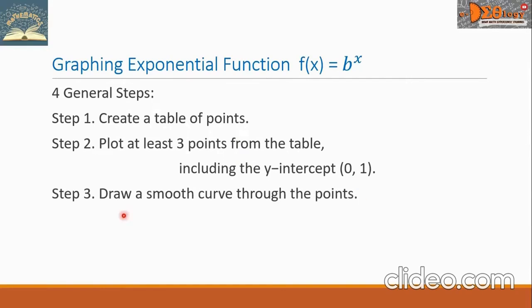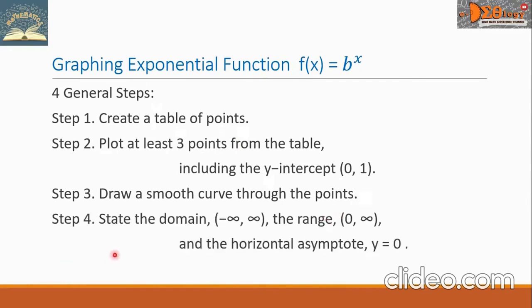Step 3. Draw a smooth curve through the points. Step 4. State the domain, that is from negative infinity to positive infinity. The range, and the range is from 0 to infinity. And the horizontal asymptote. The equation of the line is y equals 0.